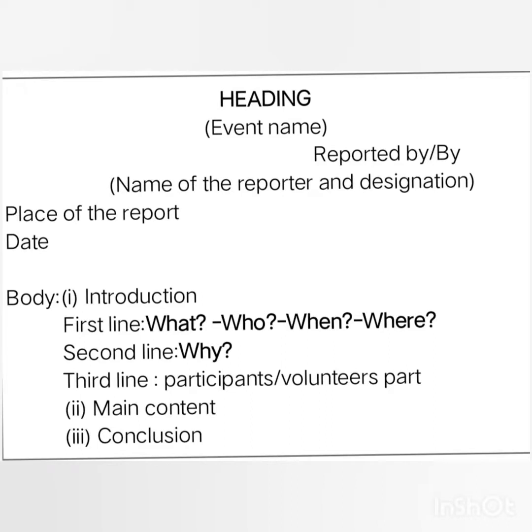In the introduction, in the first line, answer the questions in the sequence. What is the event? Who conducted the event? When was it conducted and where was it conducted? In the second line, answer the question why it was conducted. And in the third line, you can write the participants or volunteers' part in the event. And with this the introduction is completed.